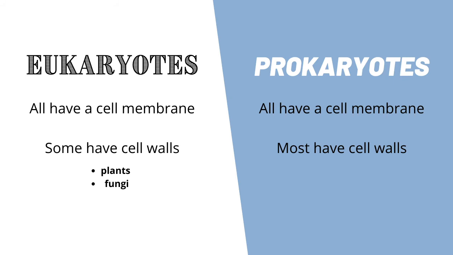Now here is a comparison of eukaryotes and prokaryotes. Eukaryotes all have a cell membrane. Some of them have cell walls. Two examples are plants and fungi. Prokaryotes, all of the bacteria, all have a cell membrane, and most prokaryotes have cell walls, almost all of them.